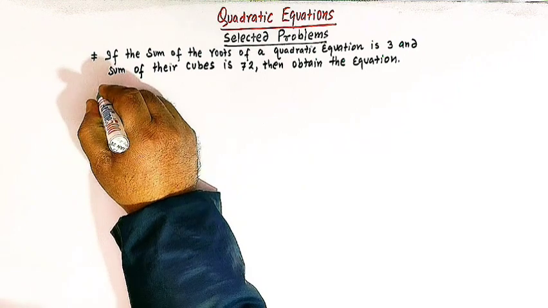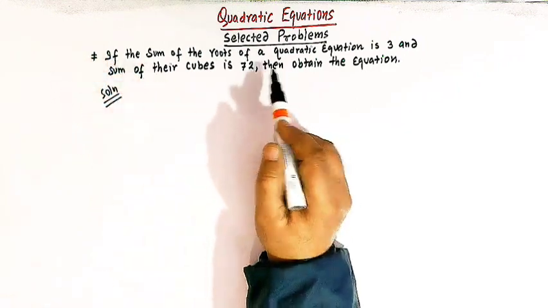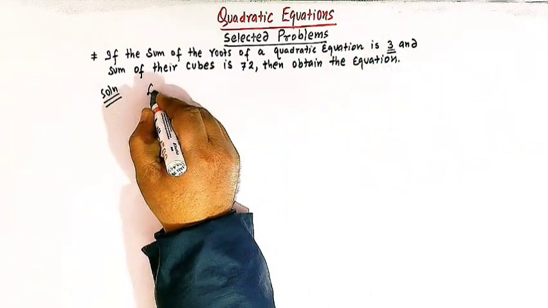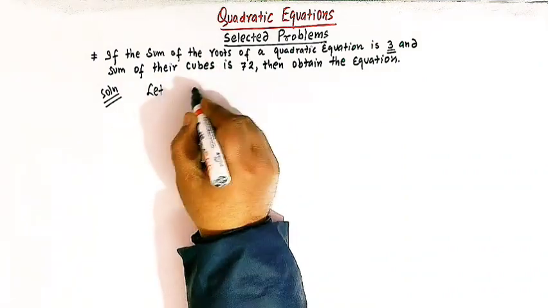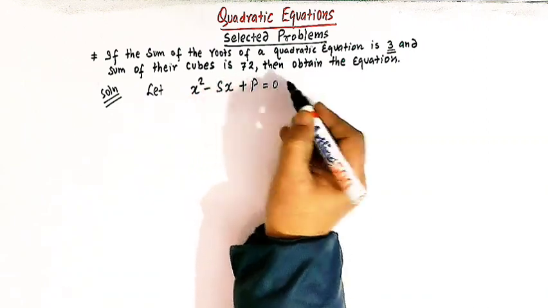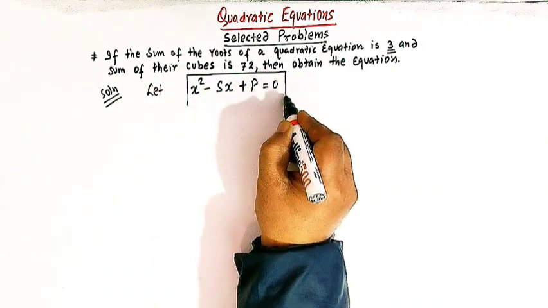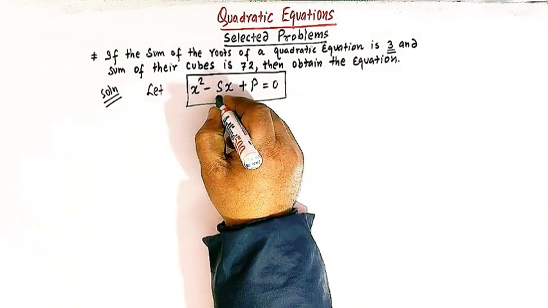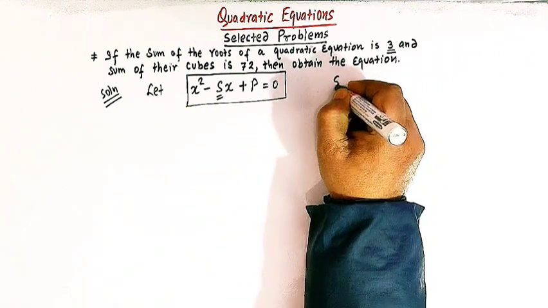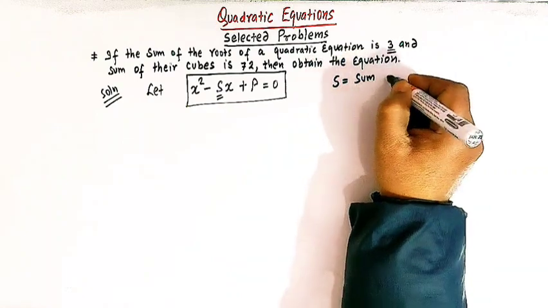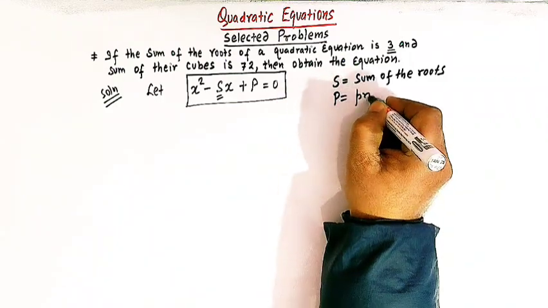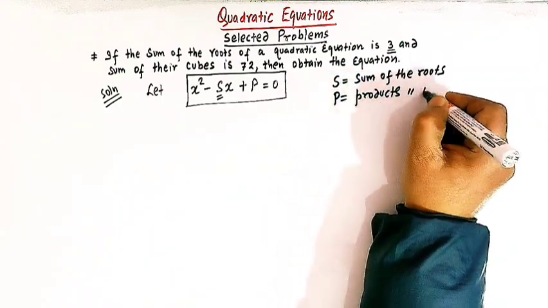So let us start. Here we are given that the sum of the roots of the quadratic equation is 3, right? So let us take the quadratic equation as x² - sx + p = 0, because this is the form of the quadratic equation when we are given the sum and product of the roots of the equation. Here s denotes the sum of the roots, and p denotes the product of the roots, right?